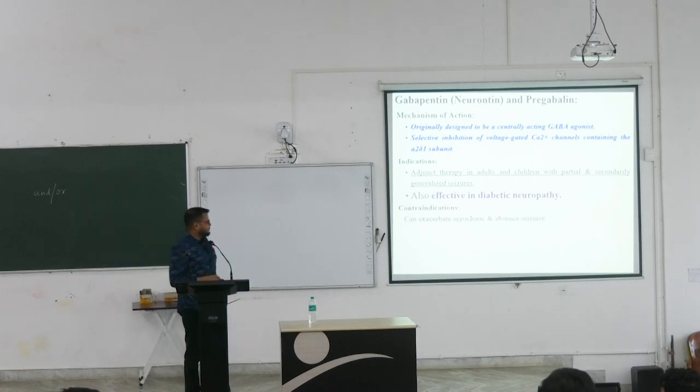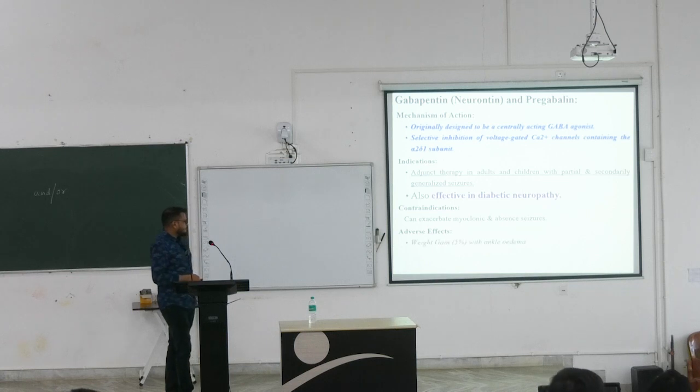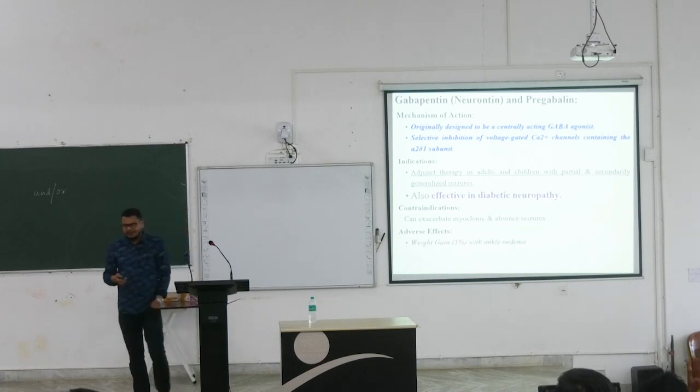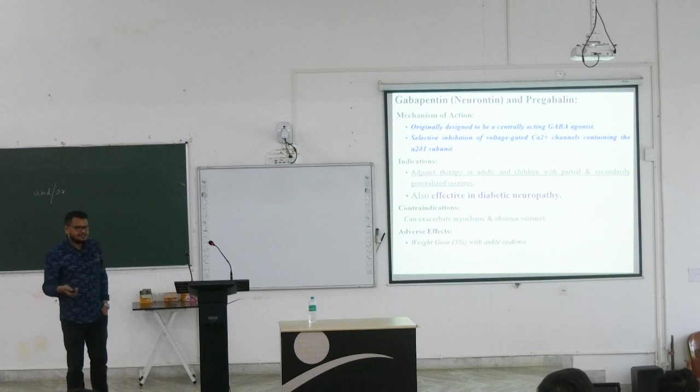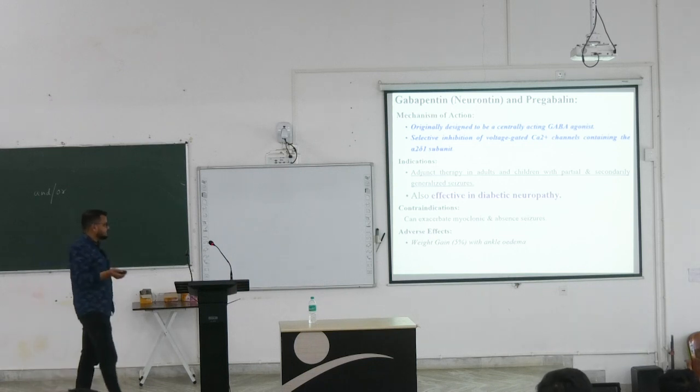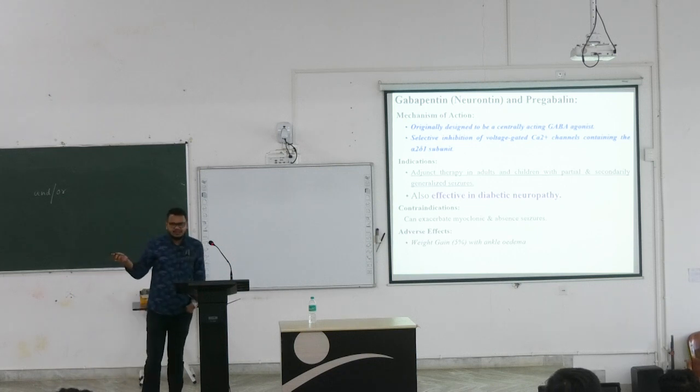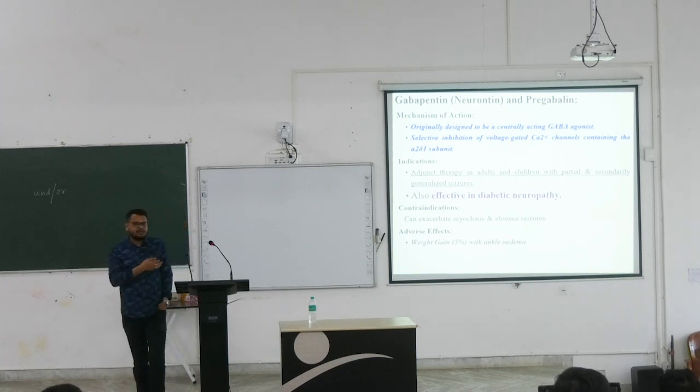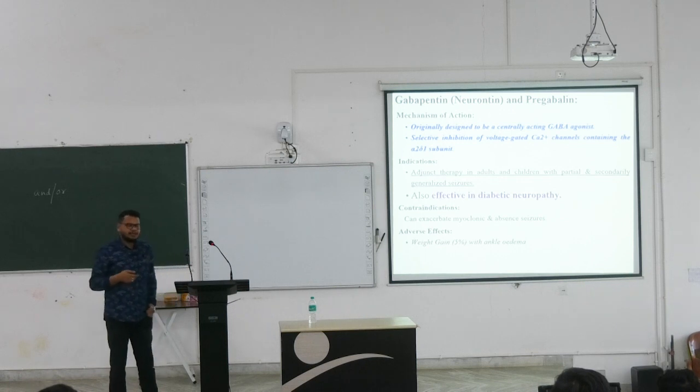Contraindications: they can exacerbate myoclonic and absence seizures. Adverse effects: weight gain and ankle edema are the main adverse effects. Happens in about 5% of people. You have to stop the drug and change the therapy. Other neuropathic drugs you have to use, like you can use topiramate. You can use other drugs.